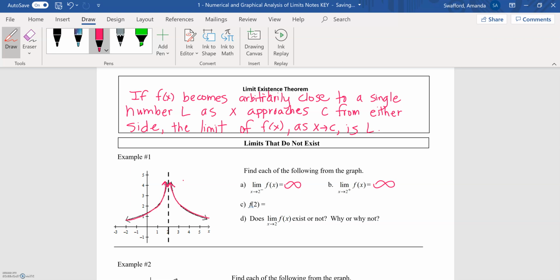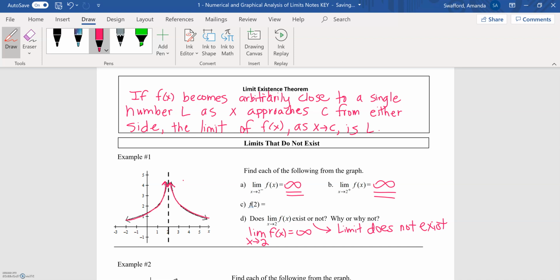It is approaching the same thing, or has the same behavior from both sides. So it's not wrong to say that the limit as x approaches 2 for f of x is infinity. However, since infinity is not a number, we technically say this limit does not exist. Okay, because we're not approaching a specific number from both sides. Infinity is not really a number, it just describes a behavior.